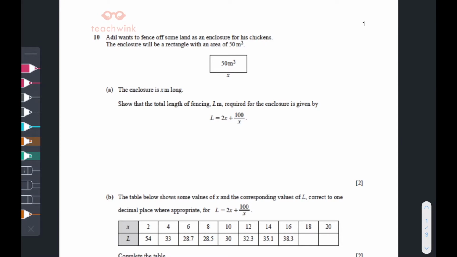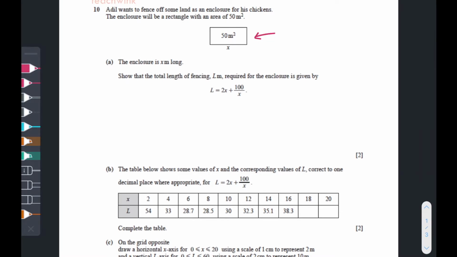The question says Adil wants to fence off some land as an enclosure for his chickens. The enclosure will be a rectangle with an area of 50 meters squared. They have given us this rectangle. The area of this is 50 meters squared and one of the lengths is x. The enclosure is x meters long. Show that the length of the fencing L meters required for the enclosure is given by L equal to 2x plus 100 over x. What they're asking for is the perimeter.